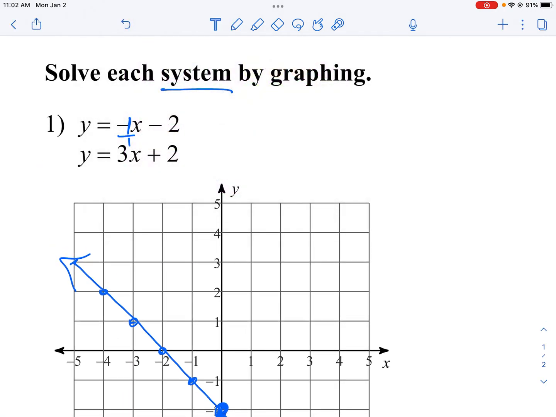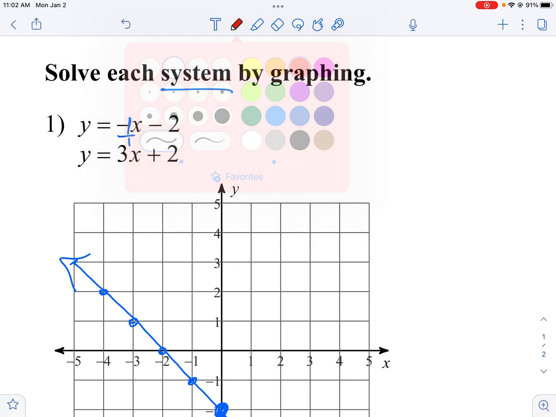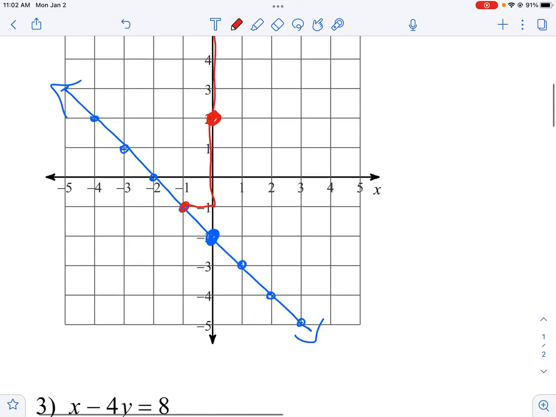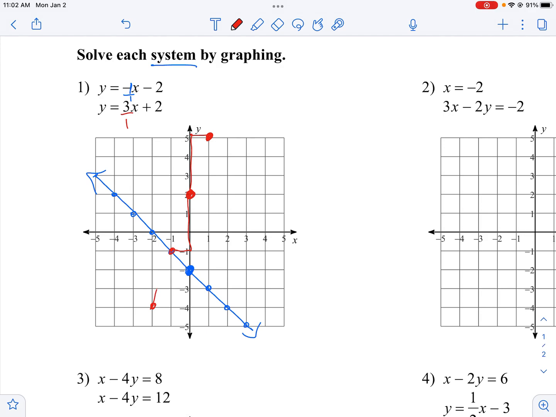I'm going to switch colors for my second one. Let's do red. Here's my second one. It has a y-intercept of +2. So that's right here. That's this guy. And then my slope here is 3, which means it's 3 over 1, not 3 over 3. All positive slopes go up and to the right. And so I'm going to go up 3 and right 1 to get a point. But you can also go down 3, left 1. And I highly recommend that you get as many points as you can because you're trying to find out where these two lines meet up.